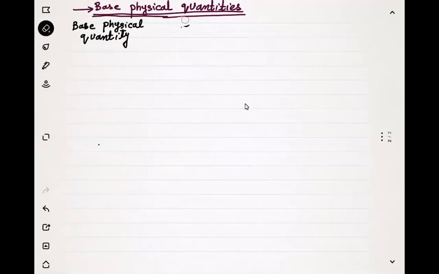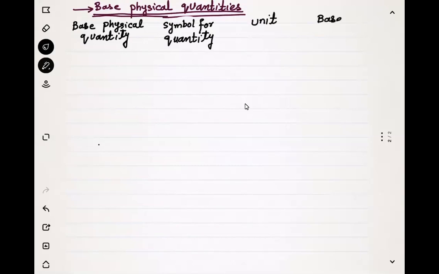Sorry, before that, we need to write the symbol for the quantity. Then we need to write the unit for the quantity, and then the symbol for the unit. The base quantities are already fixed. So this is the table that we are supposed to fill.